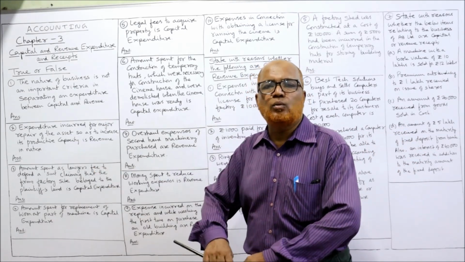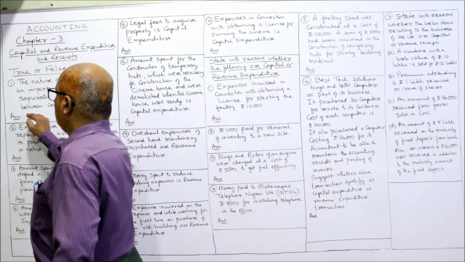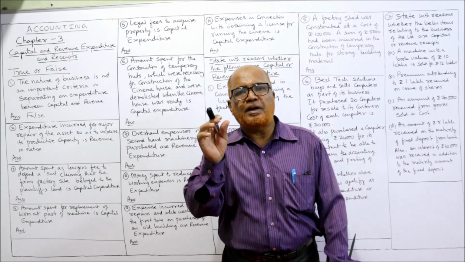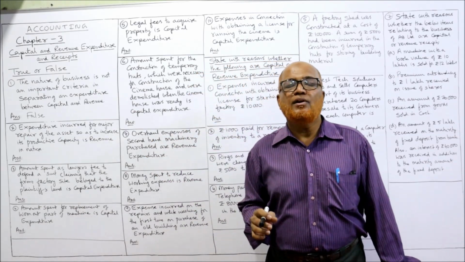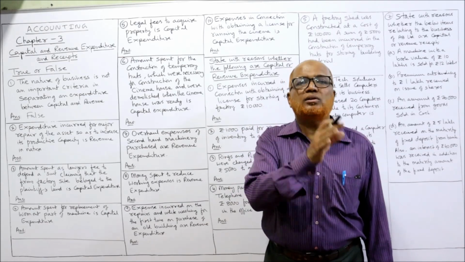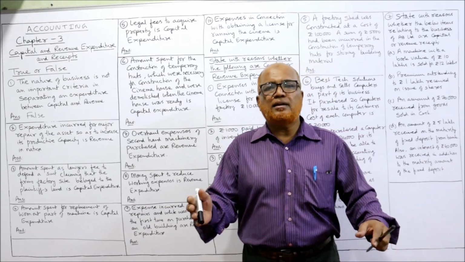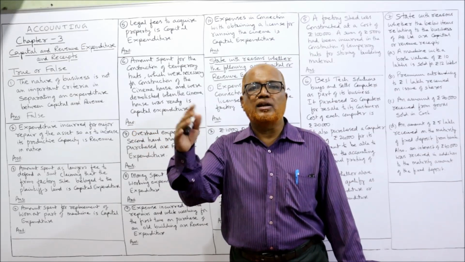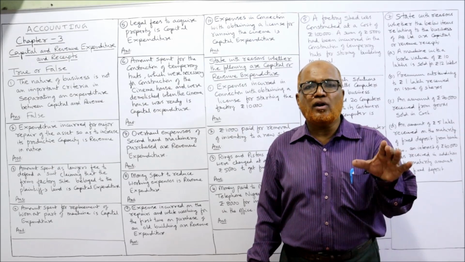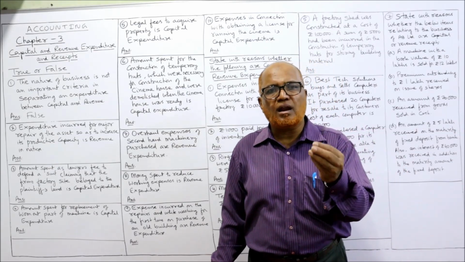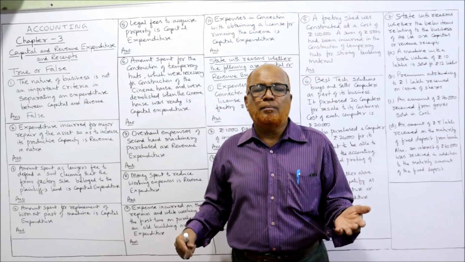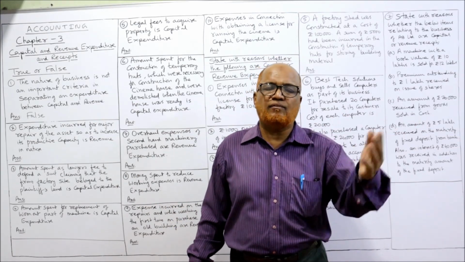But it's absolutely false. Because in order to decide whether an expenditure is revenue or capital, we have to see the nature of the business. It very much depends on the nature of business. For example, a trader's business is furniture business. He is buying the furniture and selling the furniture. For him, furniture purchased is a revenue expenditure, because his activity is buying furniture and selling furniture.